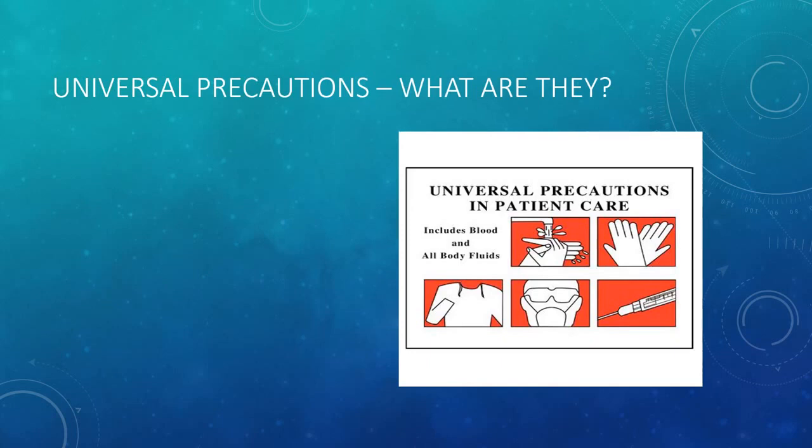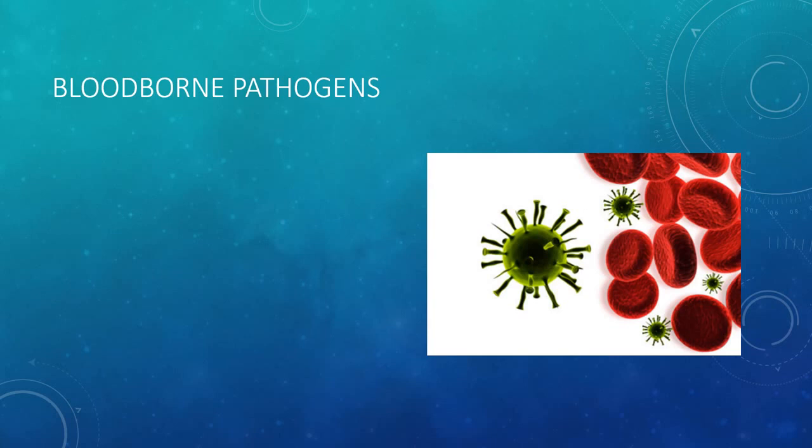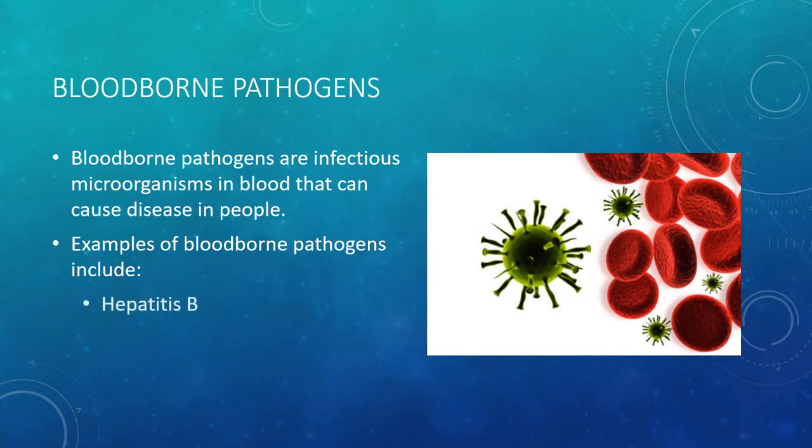Universal precautions, what are they? Universal precautions are recommended practices used to minimize the risk of exposure to infectious diseases and pathogens carried in blood and bodily fluids. Bloodborne pathogens are infectious microorganisms in blood that can cause disease in people. Examples of bloodborne pathogens include hepatitis B, hepatitis C, and HIV.